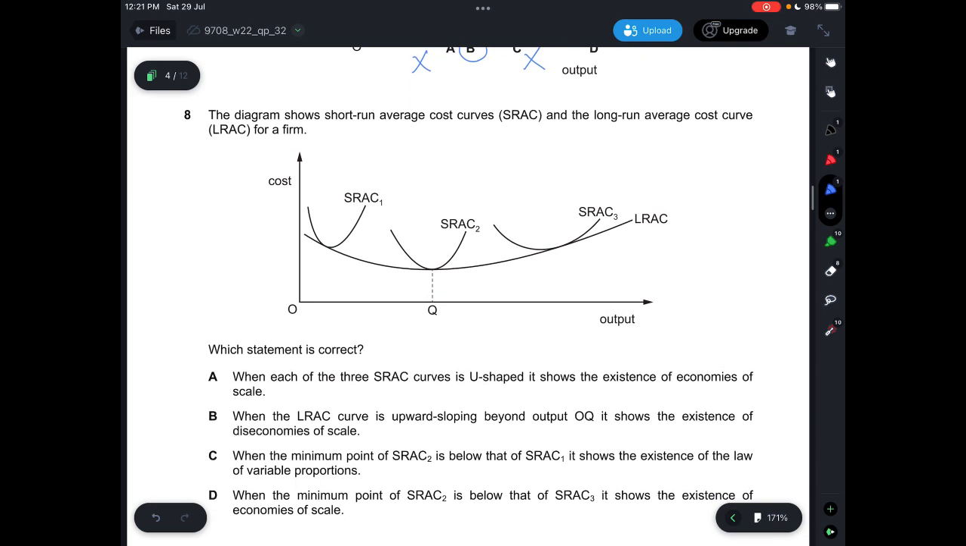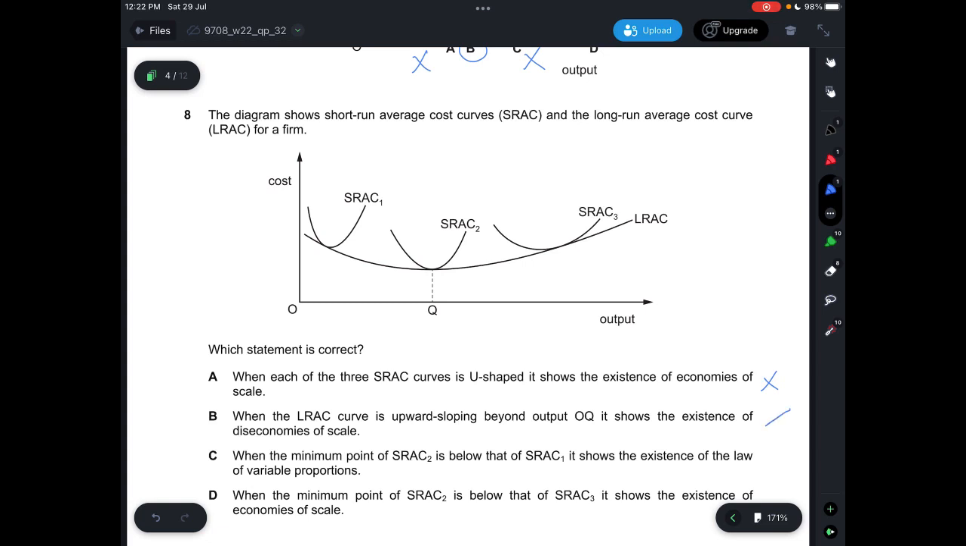Question 8, the diagram shows short run average cost curves and the long run average cost curve for a firm. Which statement is correct? So A says when each of the three SRAC curves is U-shaped, it shows the existence of economies of scale. This is not exactly correct. Okay. B, when the LRAC curve is upward sloping beyond output Q, it shows the existence of diseconomies of scale. Yes, this is correct.